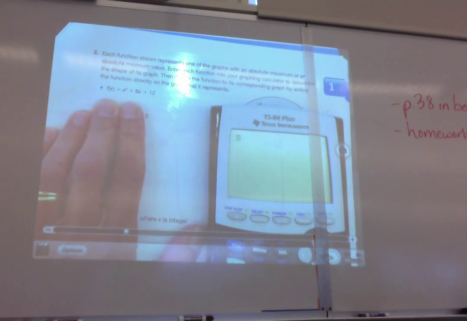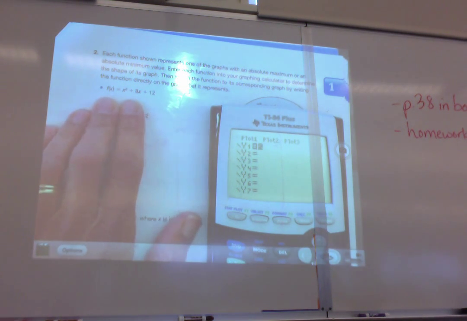So I'm looking at the top of page 41, and I got my calculator. I'm going to push y equals. We're going to put these functions into our calculator like we did yesterday. And some of them are going to have a max, and some of them are going to have a min. Brian, you got a calculator?